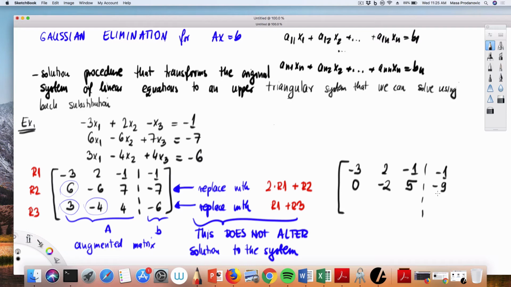Now let's do that. It's a simpler business for the third row. I'm replacing it with R1 plus R3. So minus 3 plus 3 is a 0. That was by design. 2 minus 4 is minus 2. Minus 1 plus 4 is 3. Minus 1 minus 6 is minus 7.